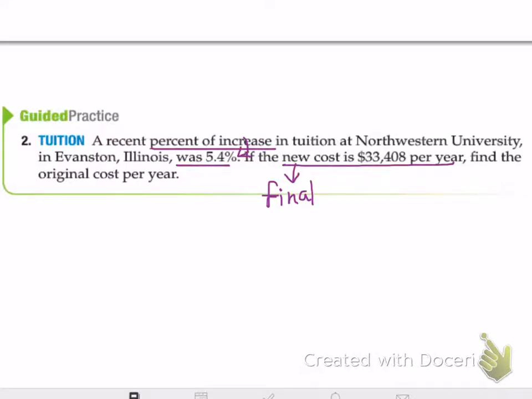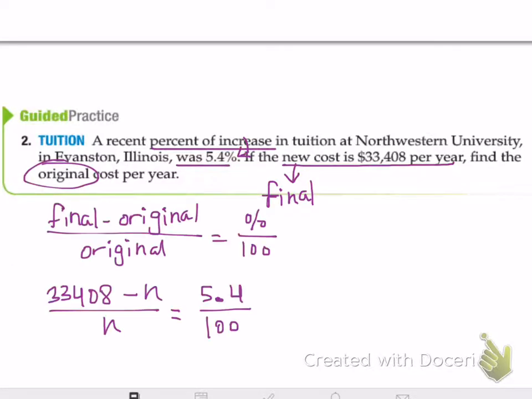So some things I underline here is a recent percent of increase, so I know it's going to be positive, in tuition at Northwestern University in Evanston, Illinois was 5.4%. If the new cost, which is the final cost, is $33,408 per year, find the original cost. So here's my setup. There's my setup. My final $33,408 minus the original divided by the original is equal to 5.4 over 100.